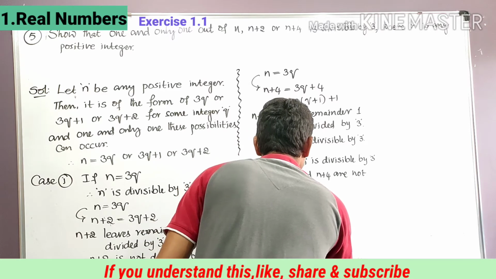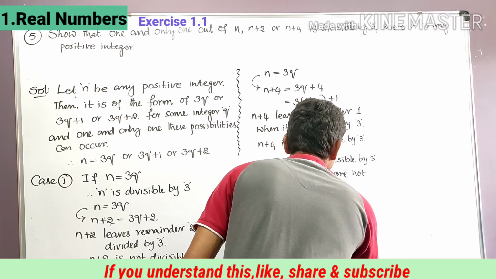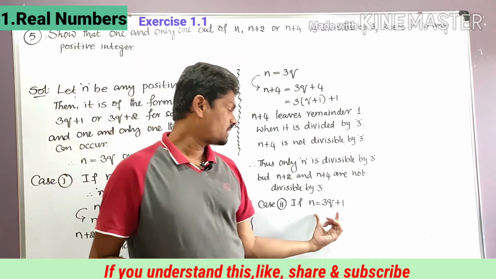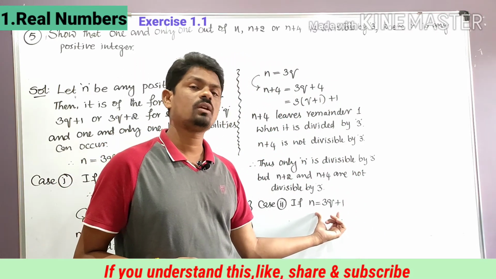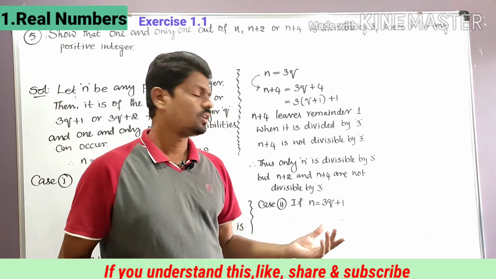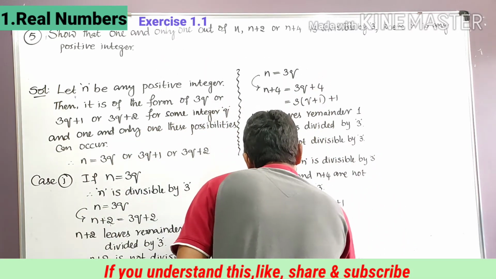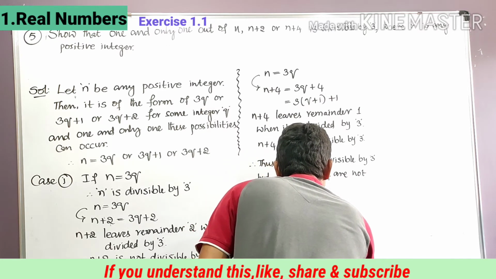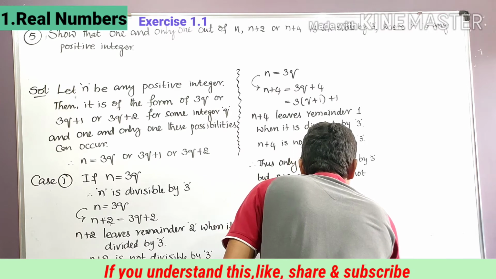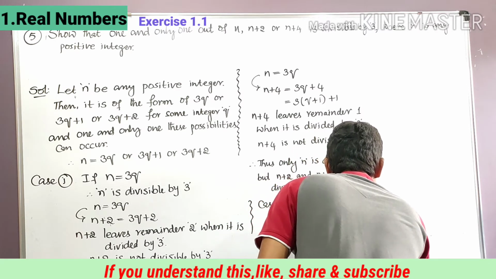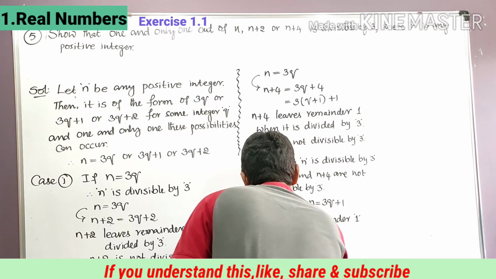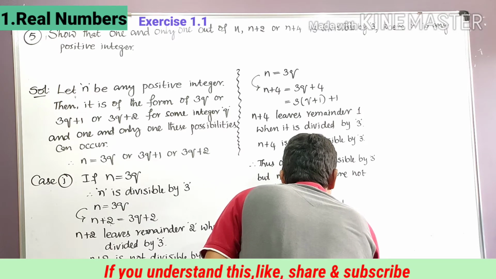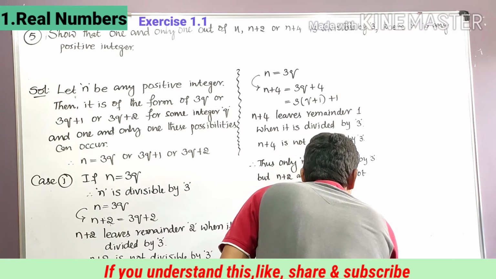So if n is equal to 3q plus 1, student, n leaves remainder 1 when it is divided by 3. So see here, n leaves remainder 1 when it is divided by 3.